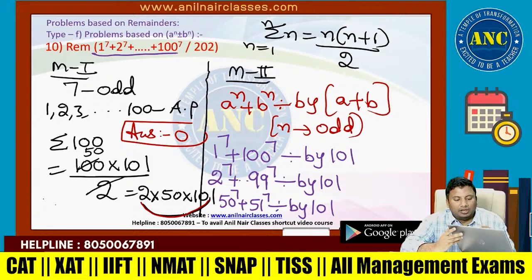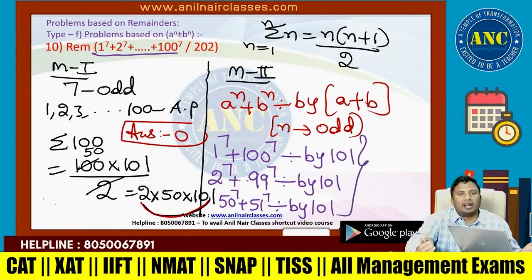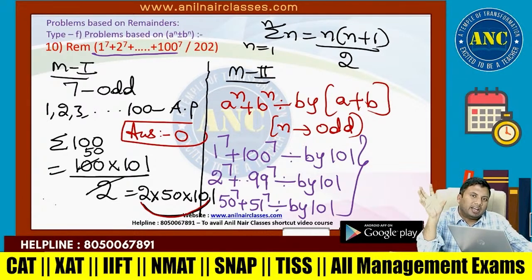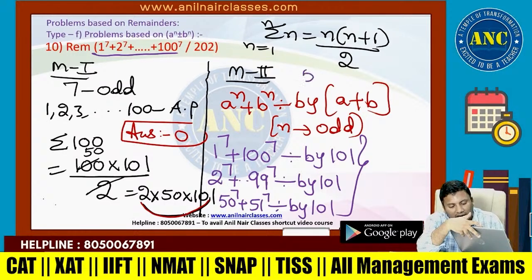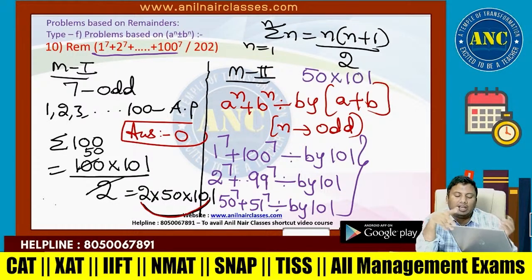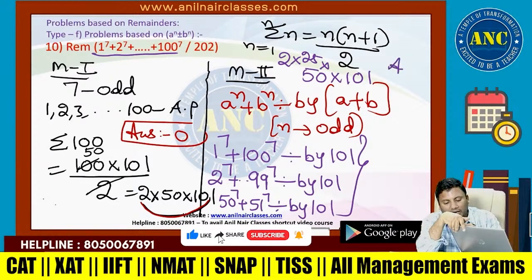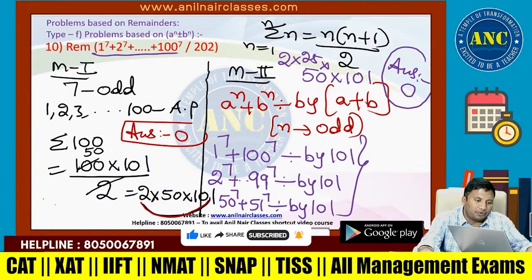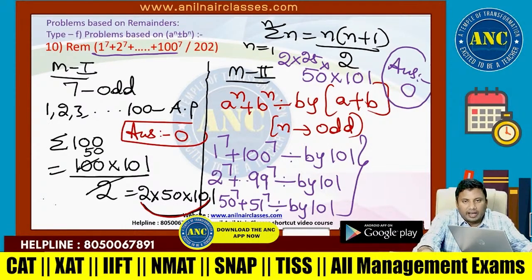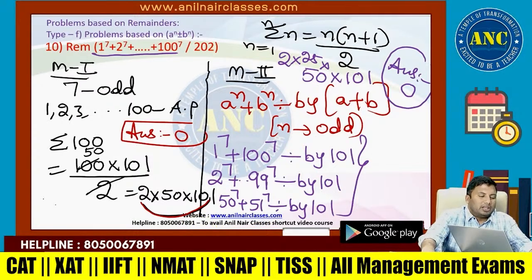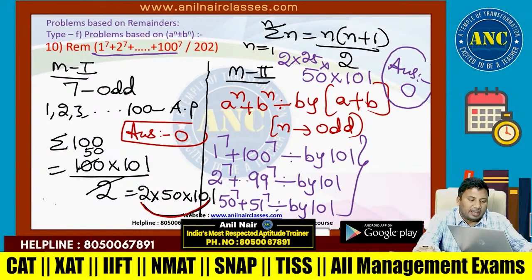Total 100 values are there. How many times will I get 101? 1 and 100 I will get 101. 2 and 99 I will get 101. 3 and 98 I will get 101. 50 101s I will get. That is 2 into 25 into 101, 2 into 101, so it is divisible by 202. The answer for this question is 0. I hope the idea is clear. I hope this idea is clear to you.